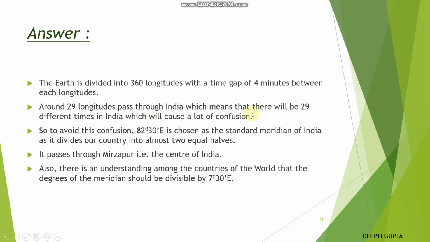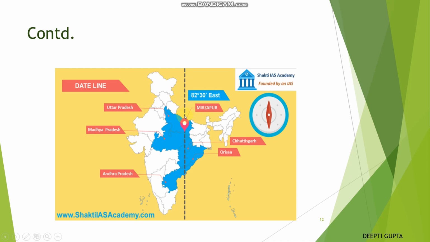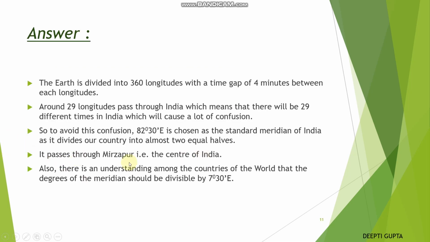Which will cause a lot of confusion, right? It is very clear to everyone, if there are 29 different times in India, there will be a lot of confusion. So to avoid this confusion, we have chosen 82 degree 30 minute east as the standard meridian of India, as it divides our country into two equal halves. Here in this map you can see this is 82 degree 30 minutes east. This is the standard meridian line that passes through India, right? So it passes through Mirzapur, which is the center of India.